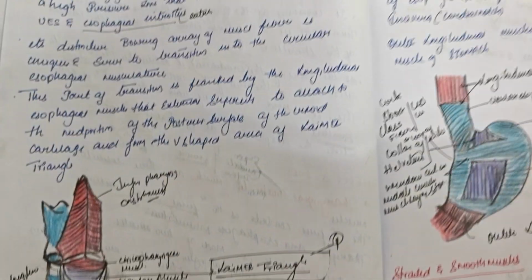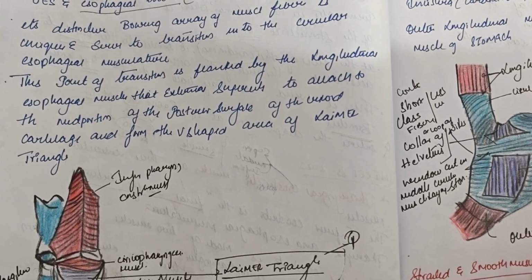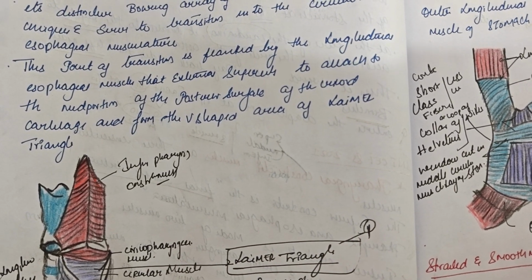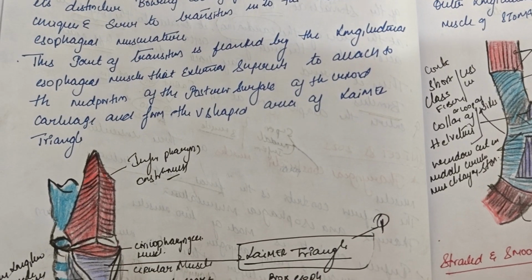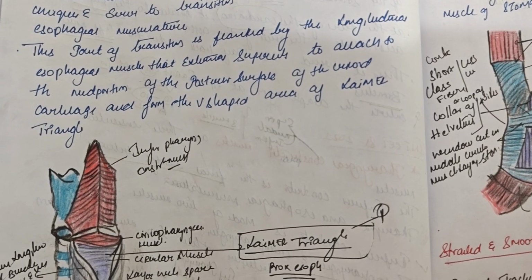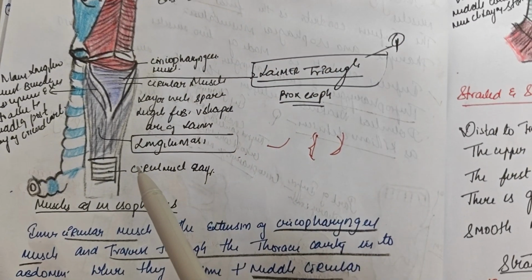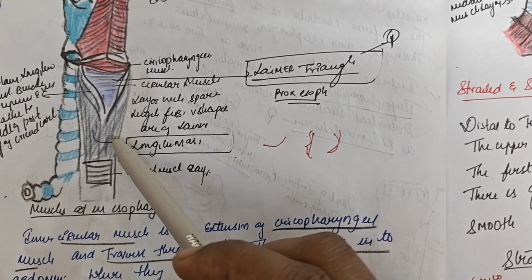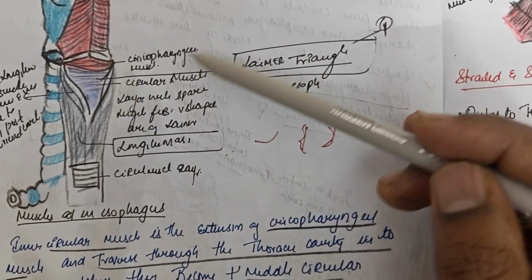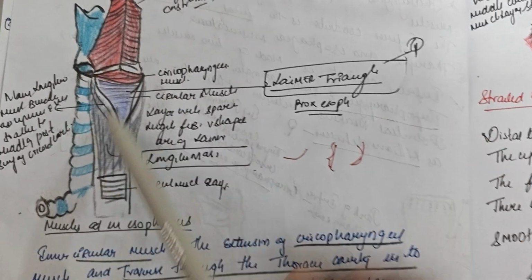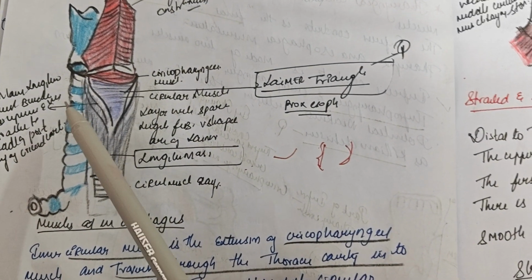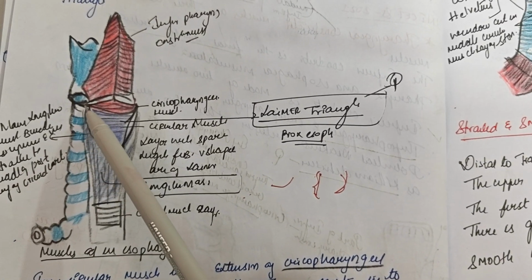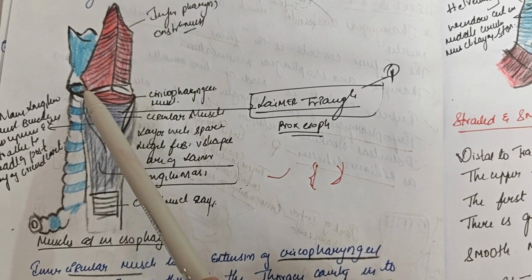Now, the point of transition is flanked by the longitudinal esophageal muscles that move superficially and attach to the mid portion of the posterior surface of the cricoid. If you observe carefully here, these are the longitudinal fibers. Remember, these are the longitudinal fibers, and they are attached to the posterior aspect of the cricoid cartilage. This is the cricoid. They are attached to the posterior portion of the cricoid cartilage.